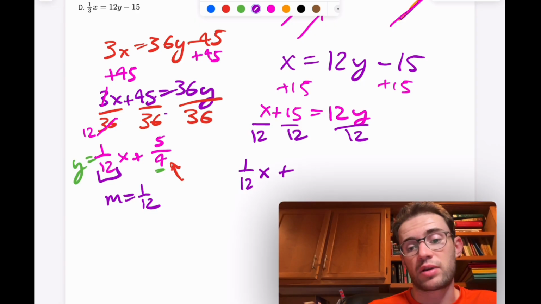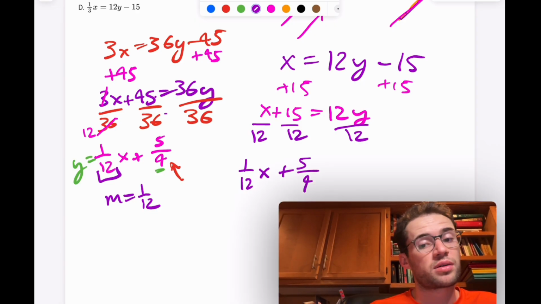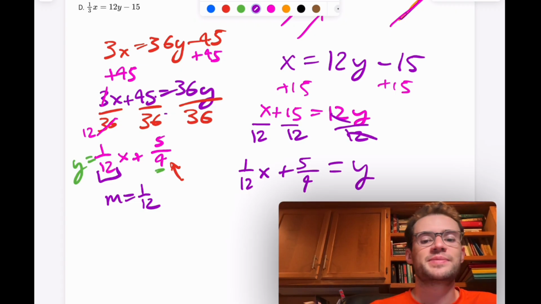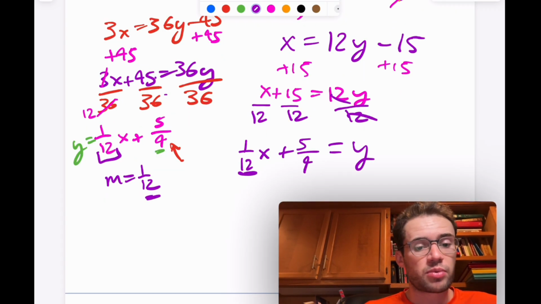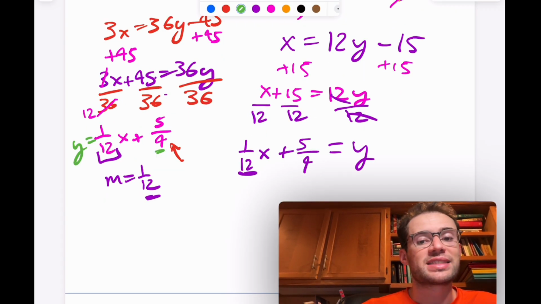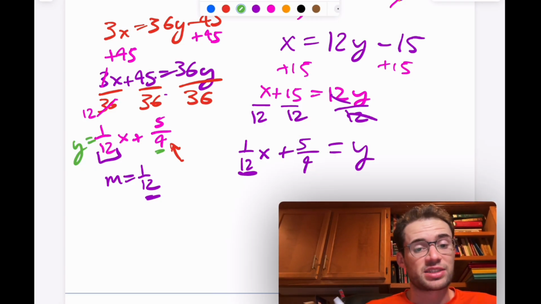So 15 divided by 3 is 5, 12 divided by 3 is 4. 1/12 x plus 5/4 equals y. Problem with that, it does have the correct slope that we want, 1/12, but it has that same y-intercept. So this would have infinite solutions, not 0 solutions.